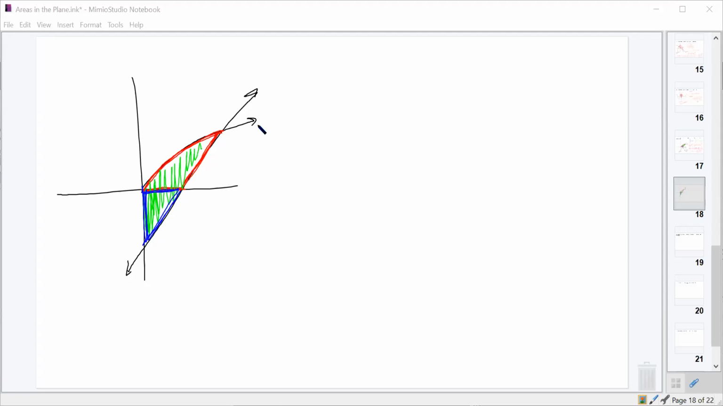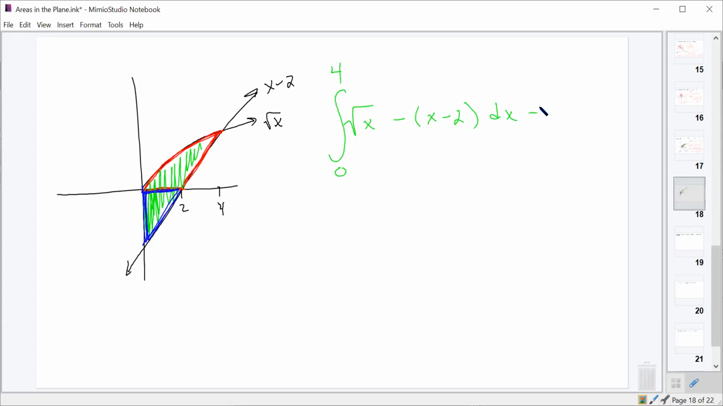Yeah, right, same functions, root x, x minus 2. This is still 2, this is still 4, etc. Okay, so what's the area of the green region? The upper function is always root x. The lower function is now always this linear one. We're no longer worrying about the x-axis. And we just integrate from 0 to 4. But we have to knock off the blue region.